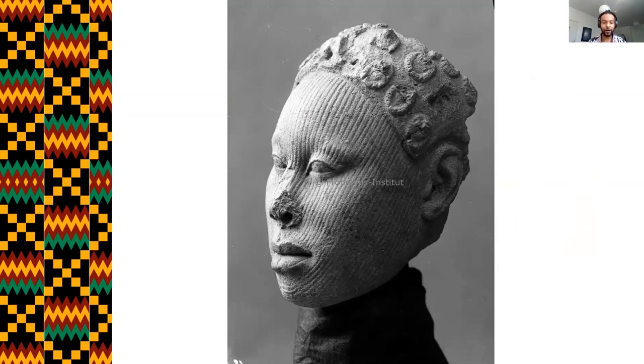It was a German explorer called Frobenius who discovered it at the beginning of the last century. When he found this, think about European medieval art, very stylized, often very grotesque. This looks like classical art. It looks literally like a Greek statue, right? When he saw this, what he said was, it cannot be that Africans made this.